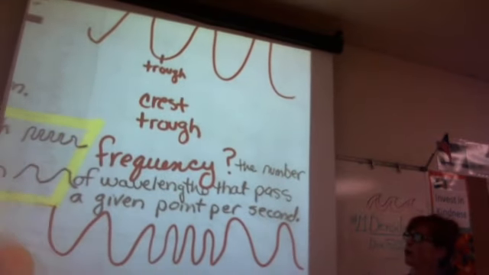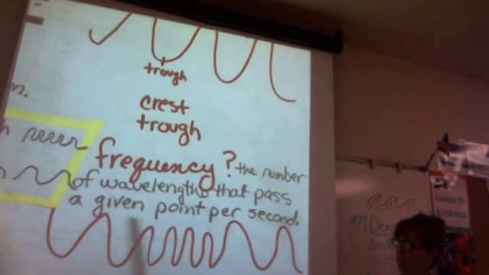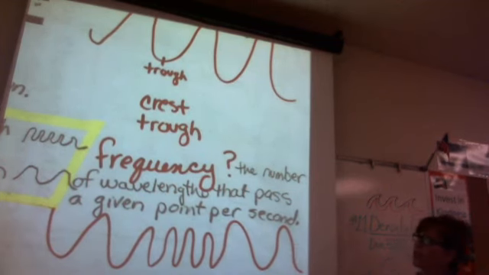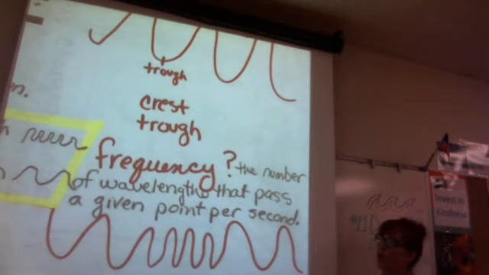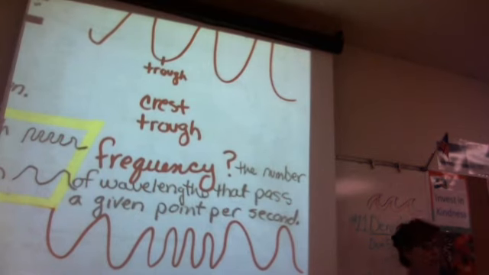So here we have frequency down here at the bottom. And you can see that I drew these wavelengths, and there's different frequencies here. Some frequencies are longer, and some are shorter. So what is a frequency? How do they measure that? The frequency is the number of wavelengths that passes a given point per second or per unit of time. It could be a nanosecond. That's really small.